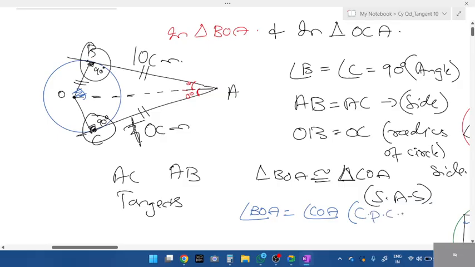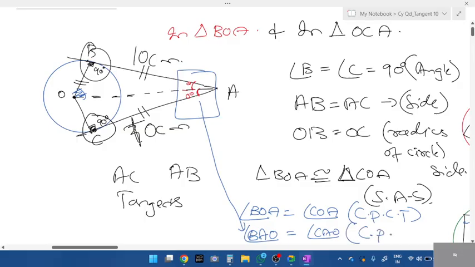Reason: CPCT, corresponding parts of congruent triangles. Tell me the other angle which is left. BAO is equal to CAO. Definitely they'll be equal, CPCT. Only for this part, you should remember this congruency calculation. Just go through it or make a note of it, student.